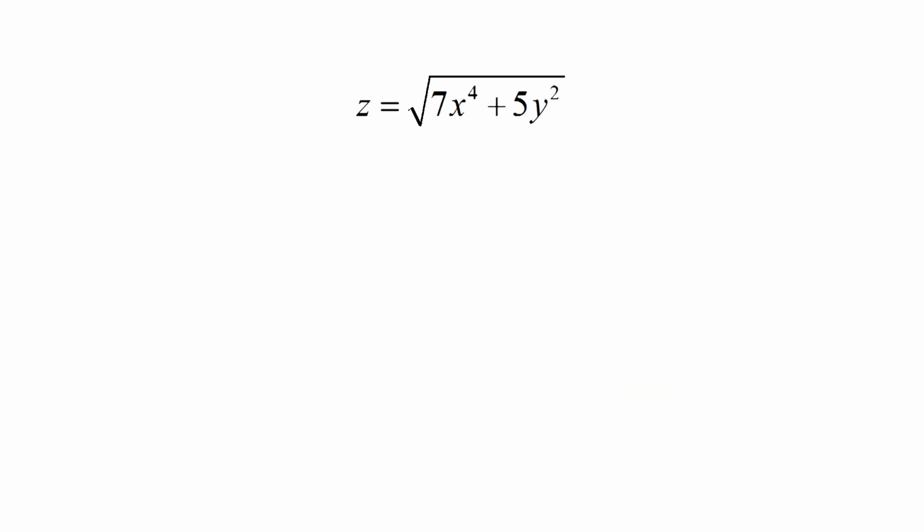z = positive square root of (7x raised to 4 plus 5y square) is a function of two independent variables x and y. Hence, it is a function of two variables and hence its natural domain is a subset of the plane R square.